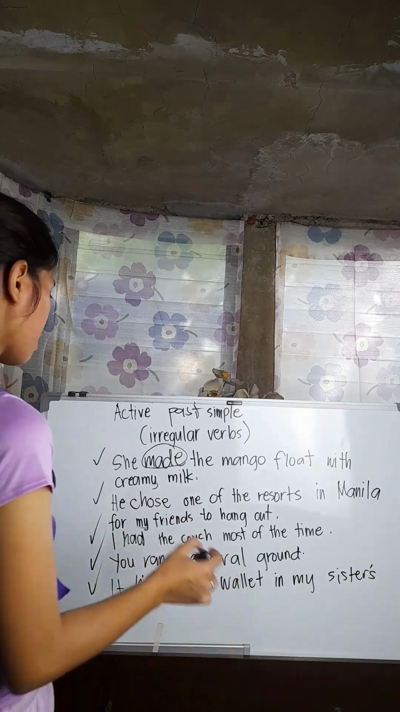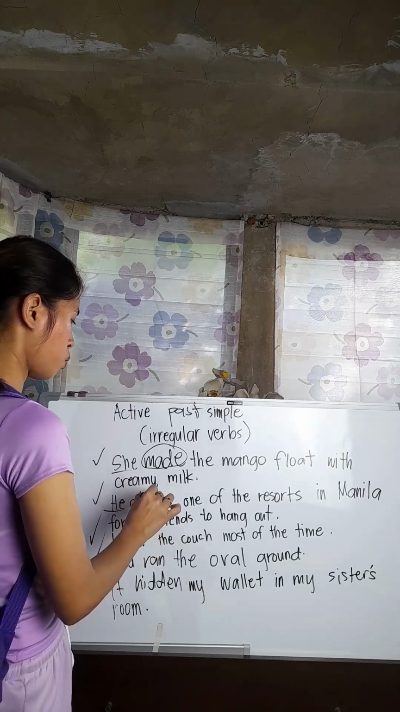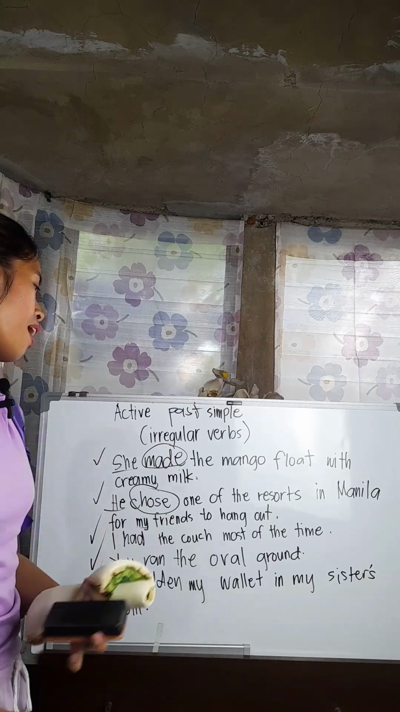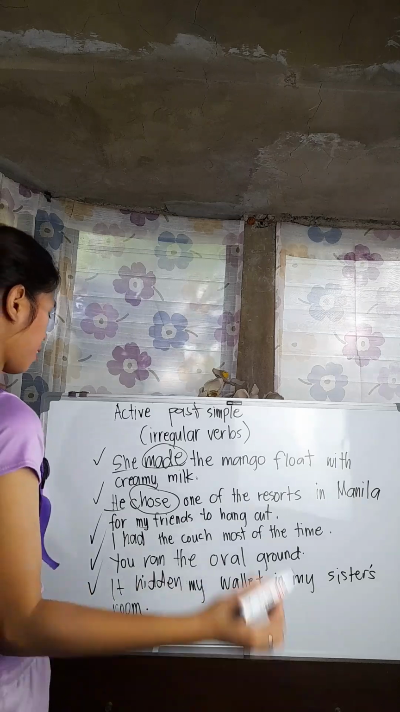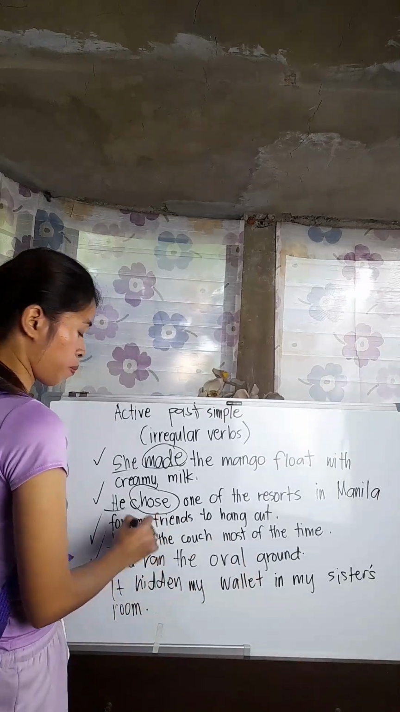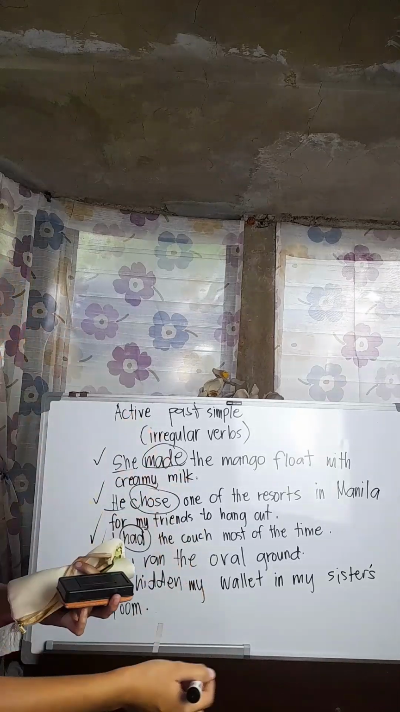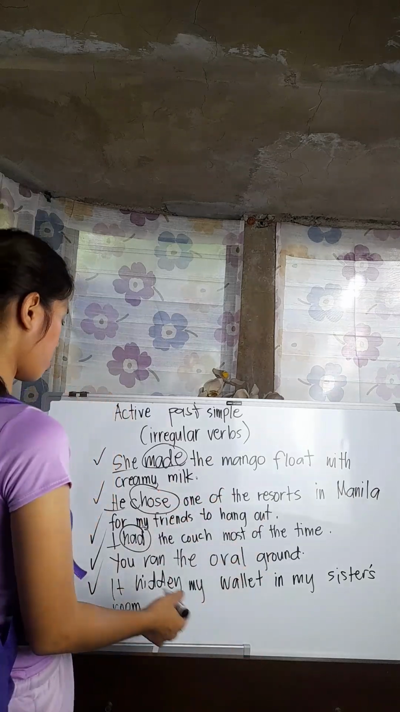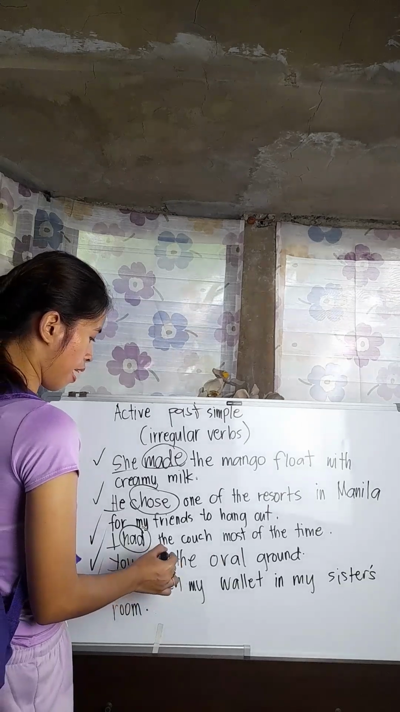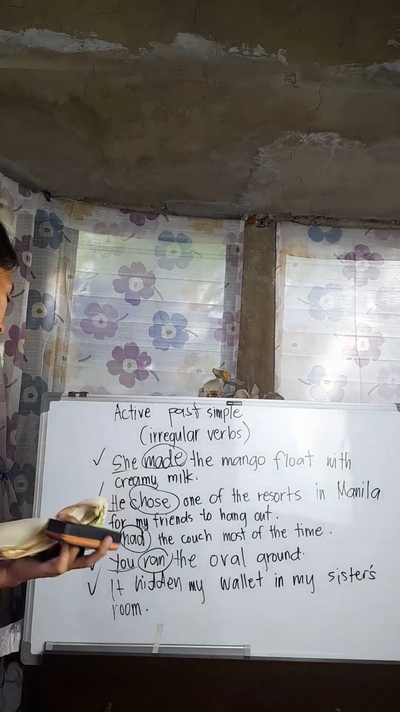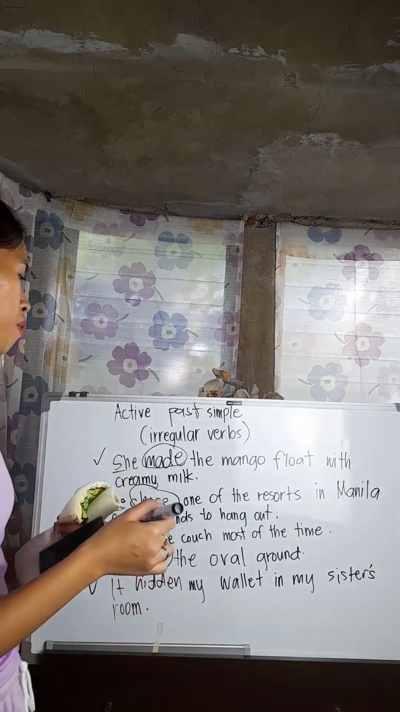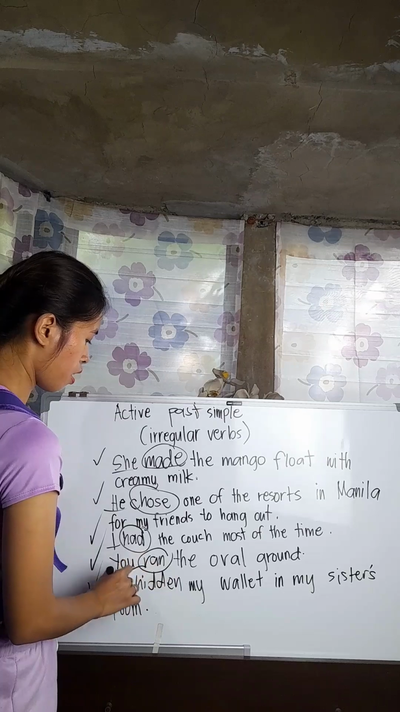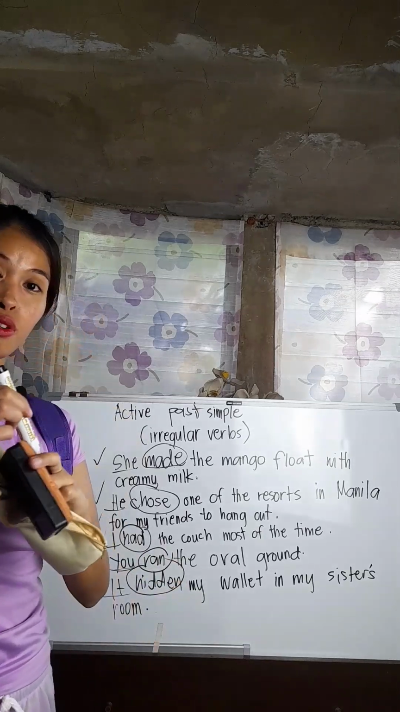hang out. He as the subject, chose as the past simple verb. Next, I had the couch most of the time. I as the subject, had as the past simple verb. Next, you ran the oval ground. You as the subject, ran as the past simple verb. Next, it hid my wallet in my sister's room. It as the subject, hid as the past simple verb.